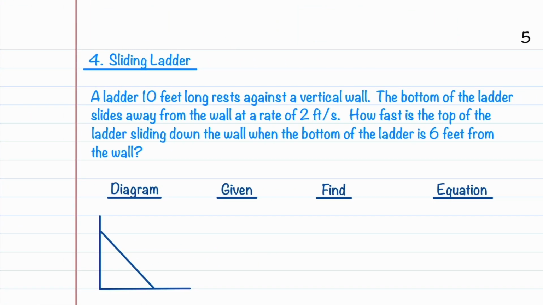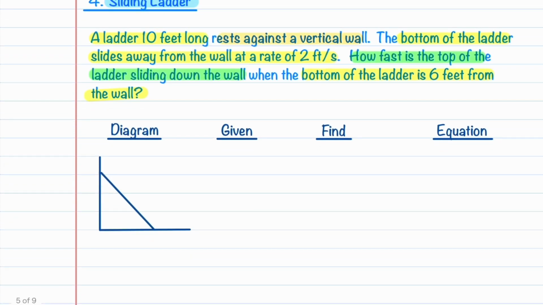We're now going to look at a related rates problem that involves a ladder sliding down a wall. We are told that a ladder 10 feet long rests against a vertical wall. The bottom of the ladder slides away from the wall at a rate of 2 feet per second. We want to find how fast is the top of the ladder sliding down the wall when the bottom of the ladder is 6 feet from the wall.